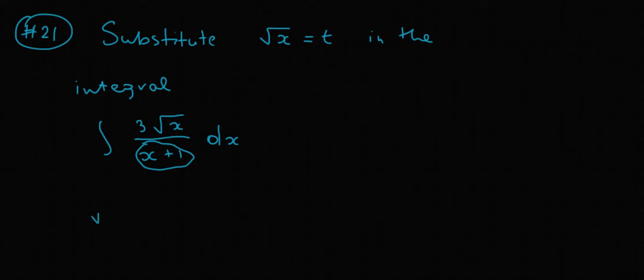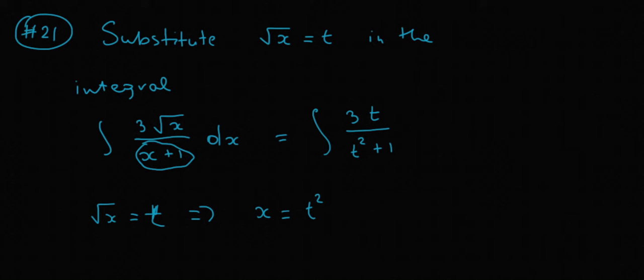Now, if square root of x equals t, then we can solve this equation for x by squaring both sides to get that x equals t squared. Now we can substitute t squared instead of x into our formula for the integral. So we now have 3 t over, and then in the denominator, t squared plus 1. And next we have dx.